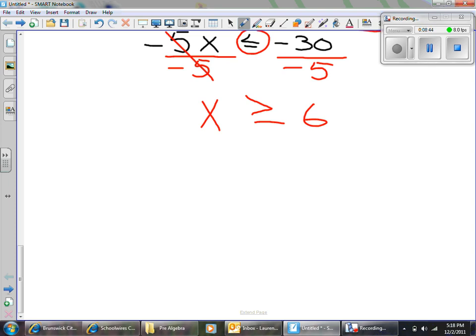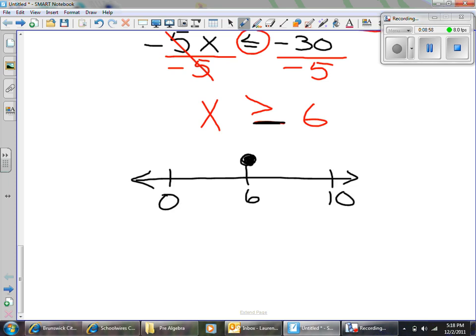Again, I can put it on a number line. I'll put 6 on this time. It will need a closed circle because it's equal to. I'll show some numbers over here. And I want numbers that make this true. Notice I don't have any little rules about shade the way the arrow points. Don't do that. Pick a number that makes it true.